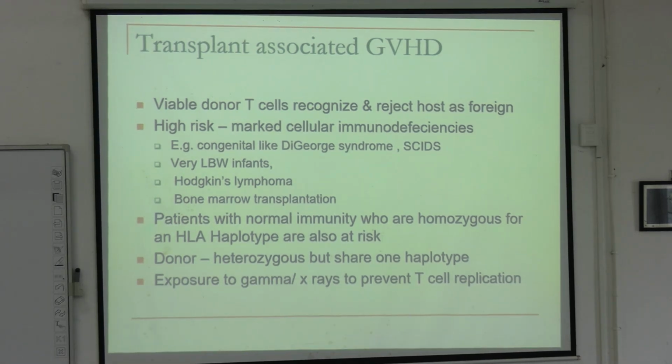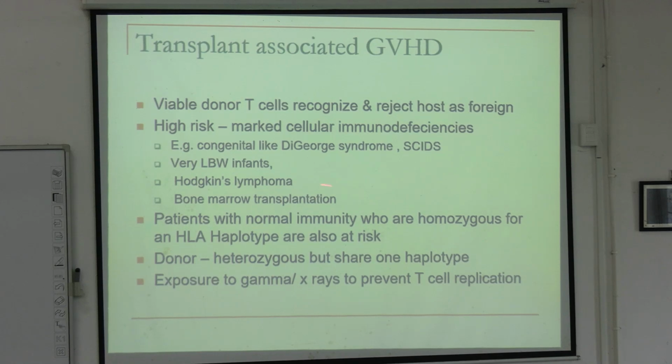And who are the high risk patients who can have this? Patients with congenital disorders like DiGeorge syndrome or severe combined immunodeficiency syndrome, which is seen in children, okay? They have severe immunodeficiency because of which they cannot accept any grafts, okay? And then patients who are very low birth weight infants, okay? Then Hodgkin's lymphoma patients and patients who need bone marrow transplantations, okay? So there is a high chance of having a rejection.